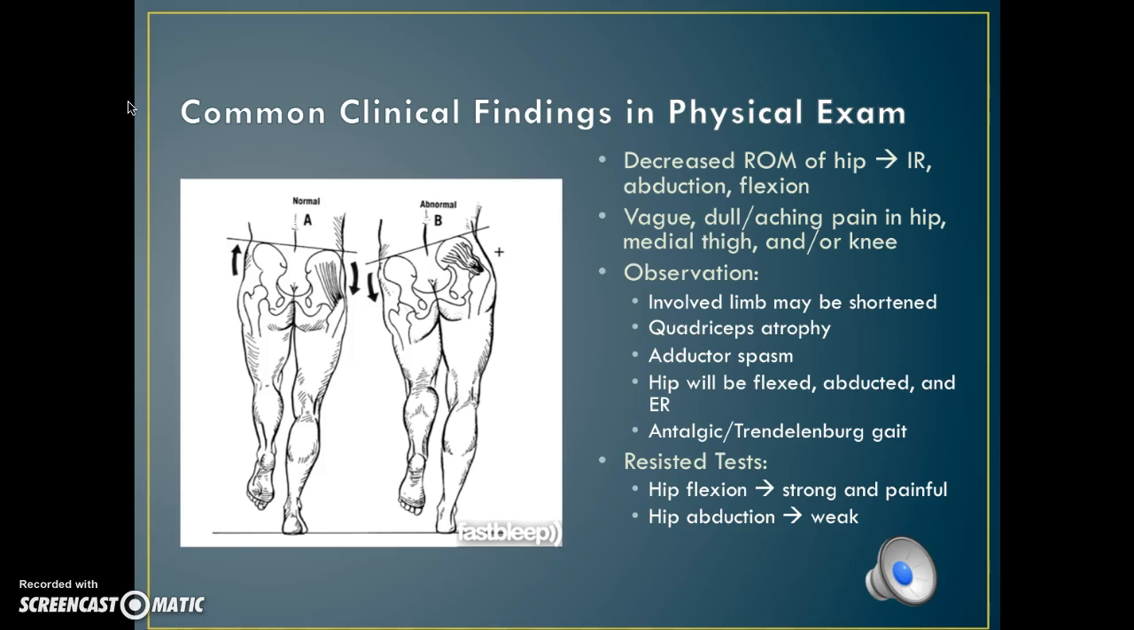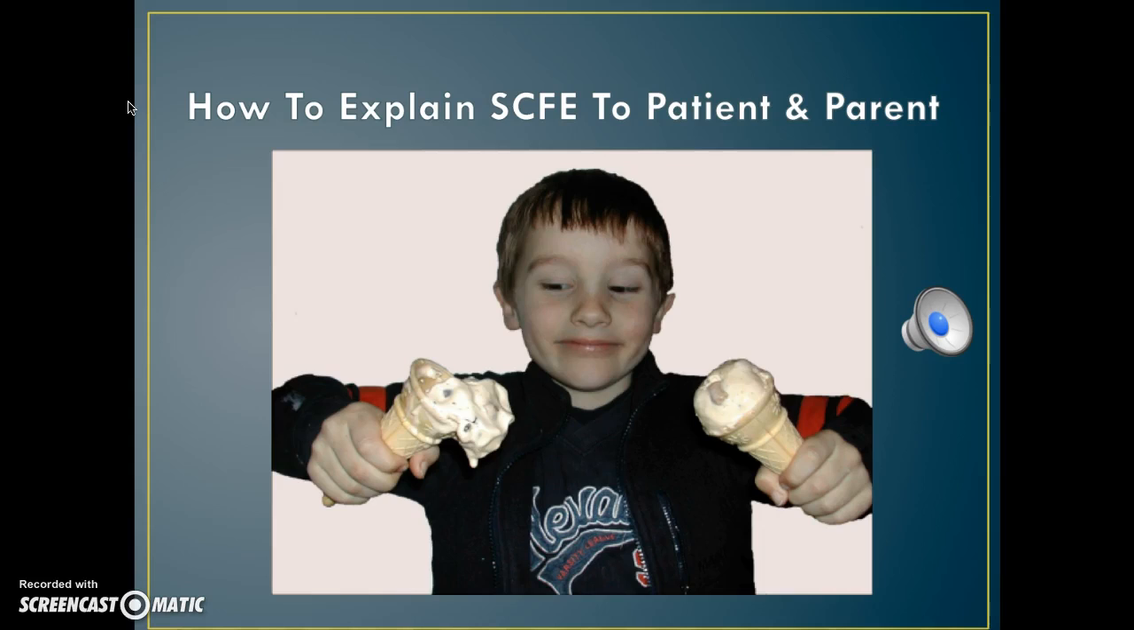Upon observation, you might notice that the involved leg is shortened, quadriceps atrophy, adductor spasm, and the hip will like to rest in a flexed, abducted, and externally rotated position. You might also notice that they have an antalgic and Trendelenburg gait pattern. Upon resisted testing, hip flexion will be strong and painful, and hip abduction will be weak. With a pediatric patient, it is important to remember that you have to address both the patient and their parent.